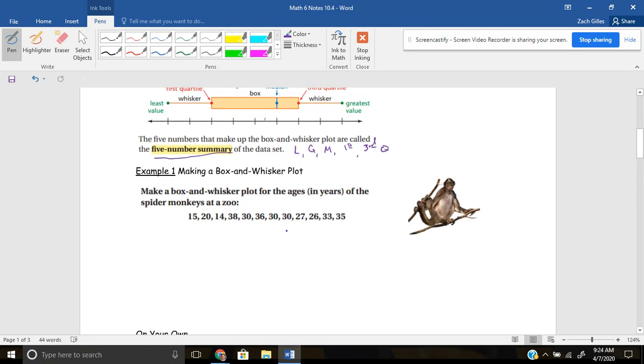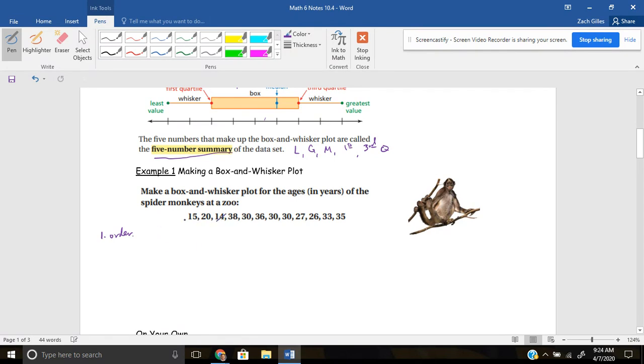For example 1, it says, make a box and whisker plot for the ages in years of spider monkeys at a zoo. All right, they have some data listed here for us. It looks like our data is not ordered yet. So step 1, what we'd want to make sure we do is order our data from least to greatest.